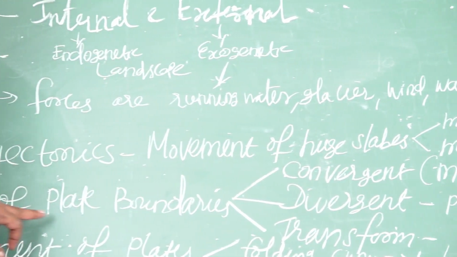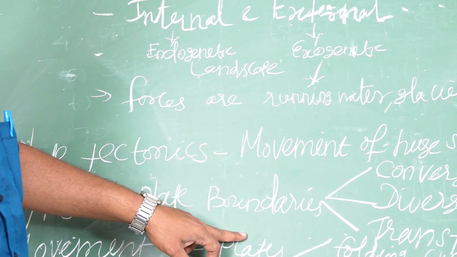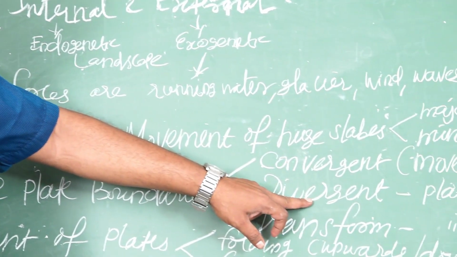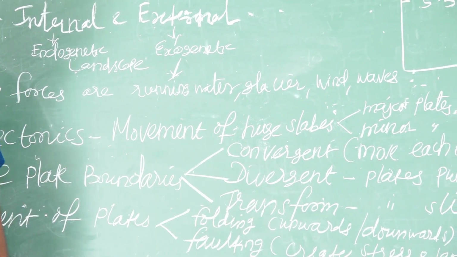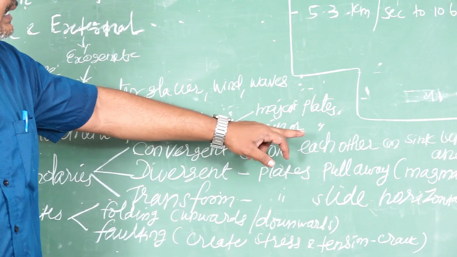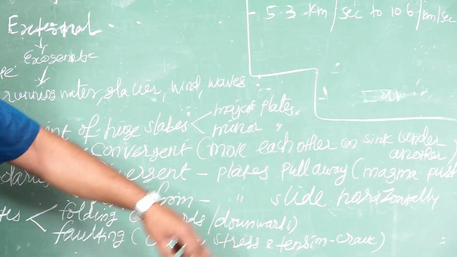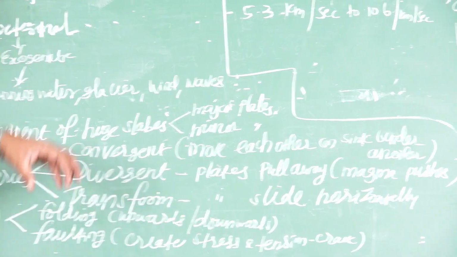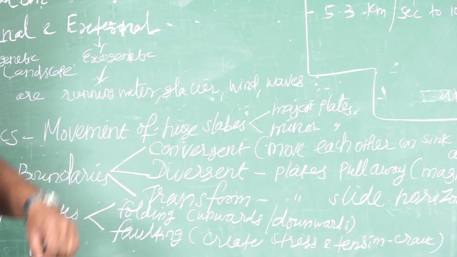Next one is types of plate boundaries. There are three types: one is convergent, next one is divergent, next one is transform. A convergent boundary is where the plates move toward each other, or one plate sinks under another. This is called convergent boundary movement.